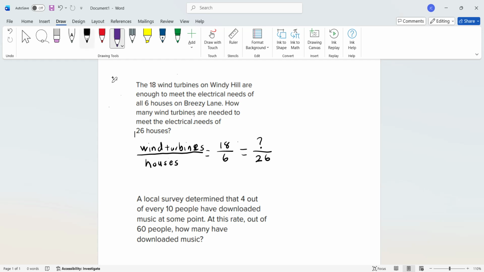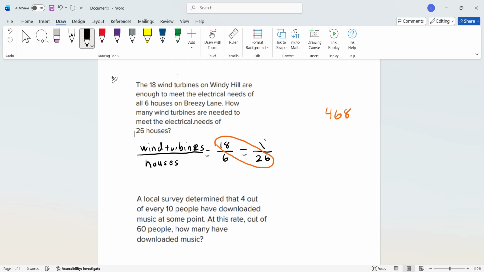And the butterfly method is just simply saying, I'm going to, as some of my other students would call it, crisscross. So the first thing I'm going to do is circle these two here because I have to go diagonally. And I'm going to multiply 18 times 26. And that ends up giving me 468.